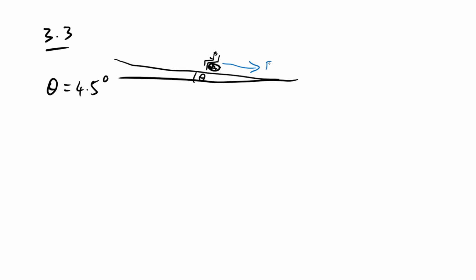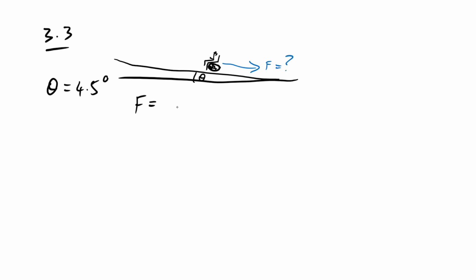We now have a slope. Person in wheelchair here, and we're told that this angle is 4.5 degrees. So first we're being asked to find out the force that gravity exerts parallel to the slope. So we're being asked to find this force here. So forget about anything else, we're just being asked to find the force.